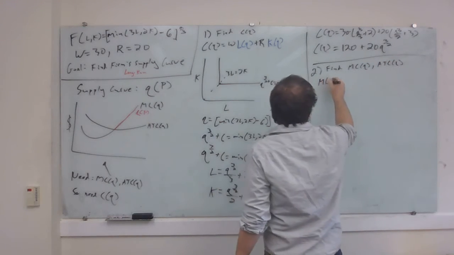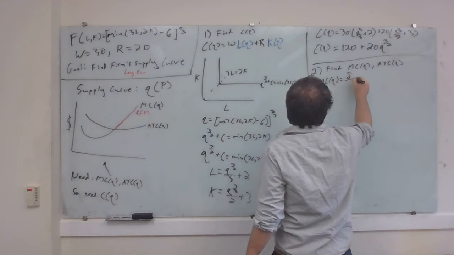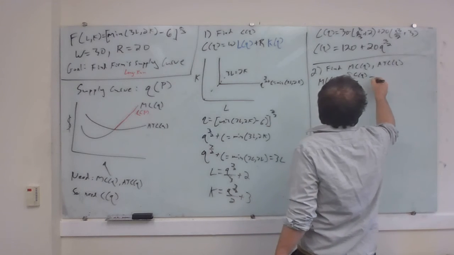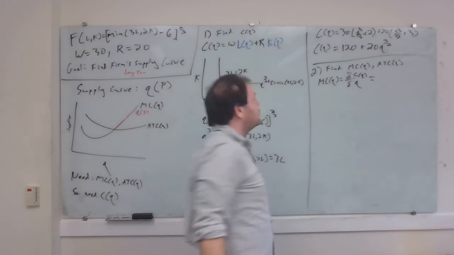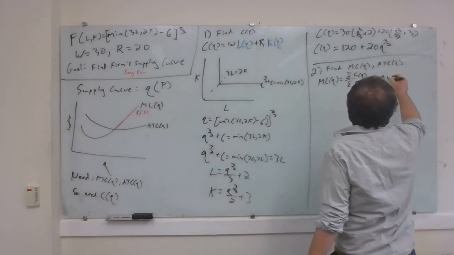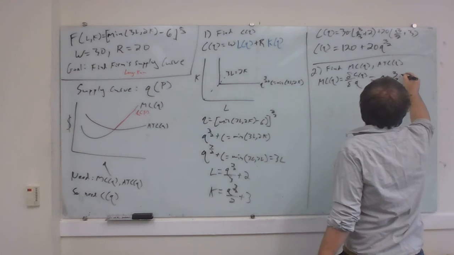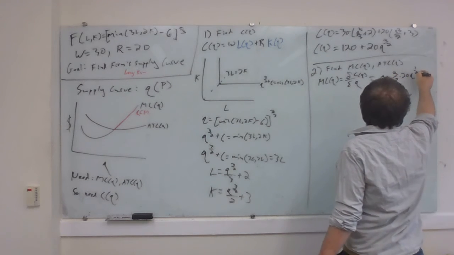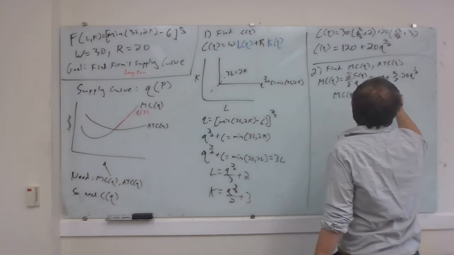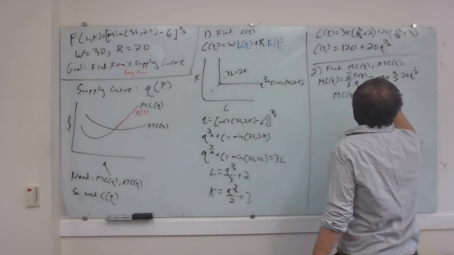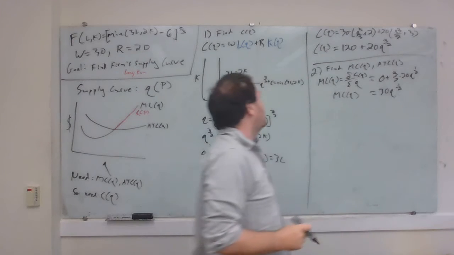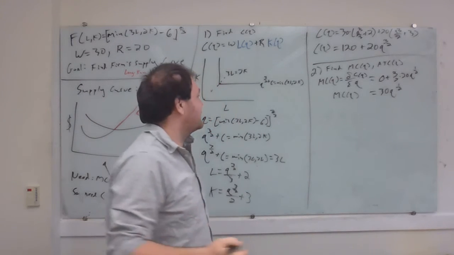So our marginal cost of Q is just the derivative of C with respect to Q, which is the derivative of this thing. So the derivative of 120 with respect to Q is 0, right? The derivative of 20Q to the 3 halves with respect to Q is going to be 3 halves times 20Q to the 1 half. So our marginal cost of Q is just going to equal 30Q to the 1 half. Make sense? Wonderful.